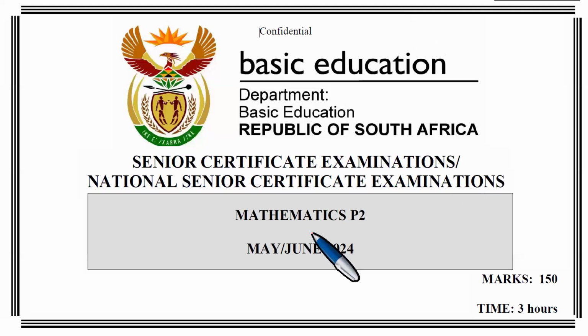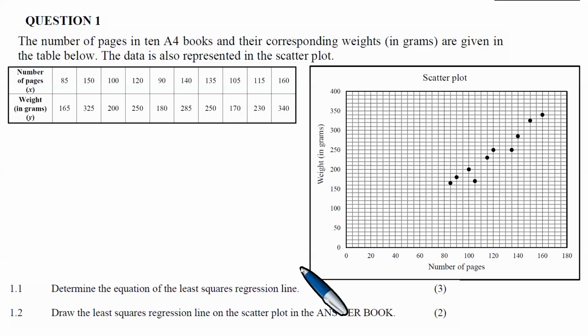In this lesson, we shall focus on mathematics, paper 2, May/June 2024. We start off with the first question. It is very important for us to take note of a couple of things here and make sure that we can do very well. Something very important is our ability to analyze statistical data, and we have the following question that needs to be done.